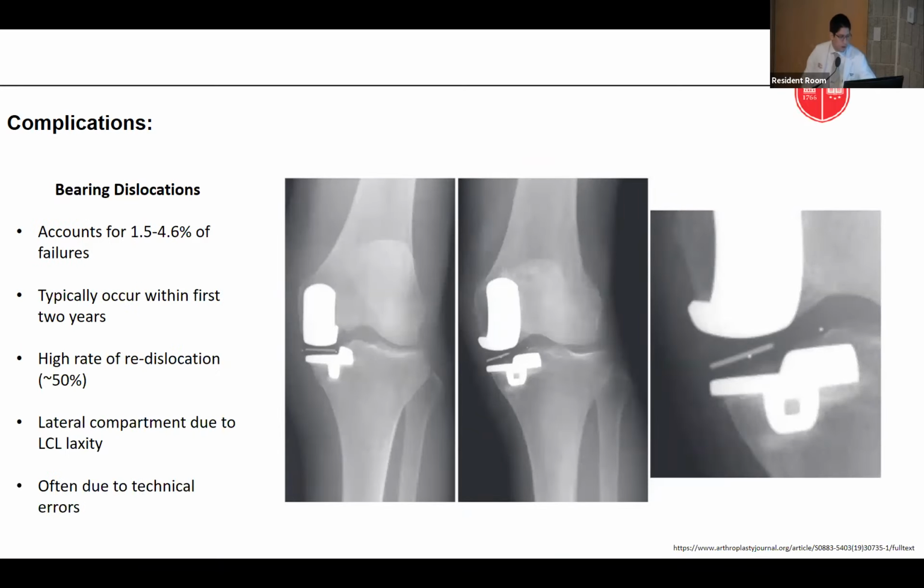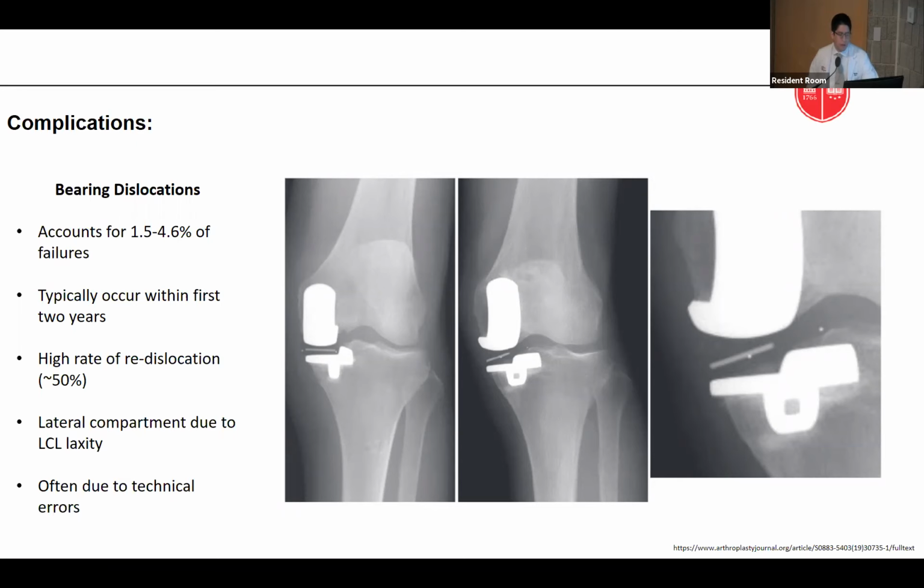A rarer complication, seen around 1.5 to 4.6% of the time, is bearing dislocation. This only occurs with the mobile bearing design. And you can see on this X-ray, the first image on the left is the initial post-operative image for the patient, and then the bearing dislocates. You can see that in the second and the third picture. This is an early finding, usually seen within the first 2 post-operative years.